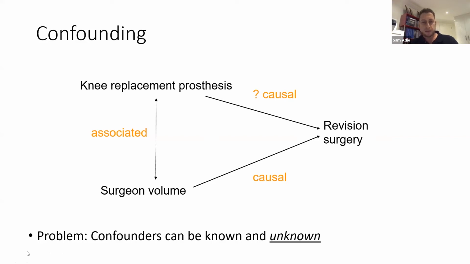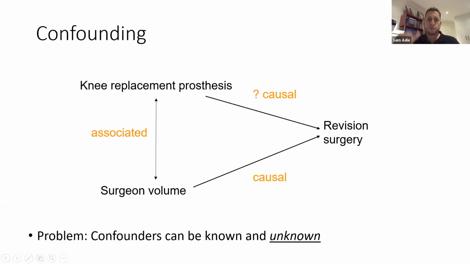The issue with confounding is that they can be known, but even of more concern, it can be unknown. And this is the problem. So known confounders can be dealt with by study design, for example, or by statistical approaches. But there's a whole range of unknown confounders that I just may not even be aware of that also may confound that observed effect. So next slide, please.